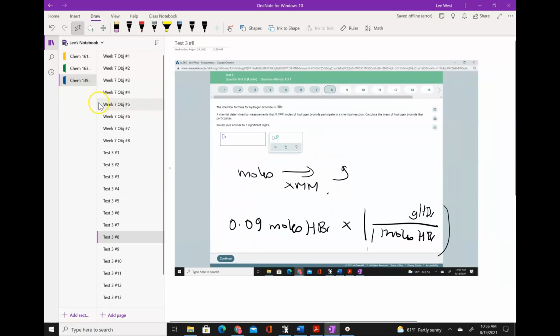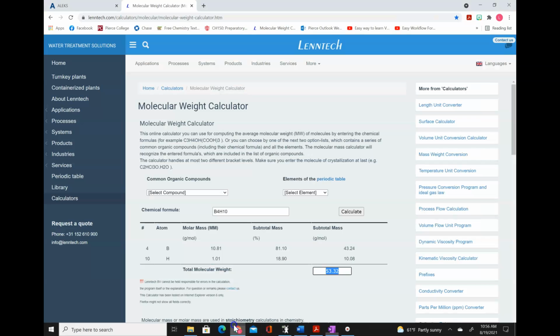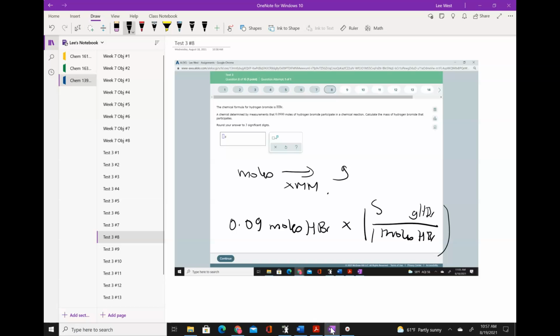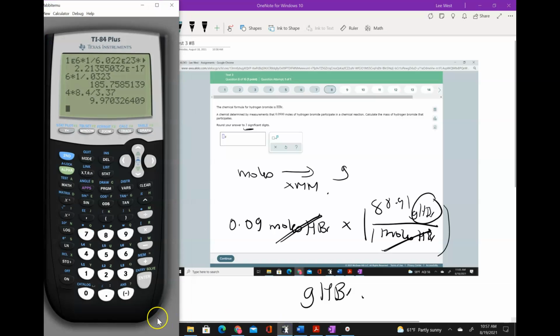So I flip on over to my molecular weight calculator, put in the formula HBr, hit calculate, watch it change, 80.91, and there we go. And then before I put it in the calculator, I'm just going to double check that I got the units left that I want, grams of HBr. We want this to 3 significant figures, so that's it, right?